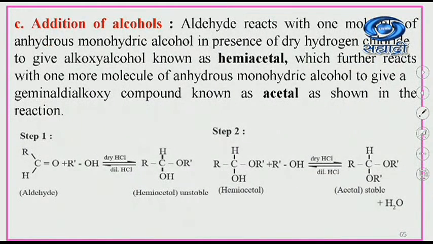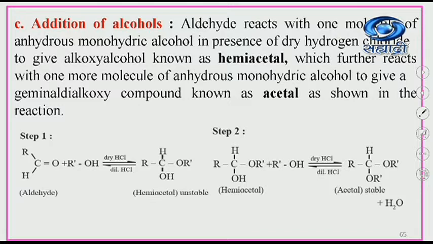Then addition of alcohols. Aldehyde reacts with one molecule of anhydrous monohydric alcohol in presence of dry hydrogen chloride to give alkoxy alcohol known as hemiacetal, which further reacts with one more molecule of anhydrous monohydric alcohol to give a geminal dialkoxy compound known as acetal, as shown in the reaction.